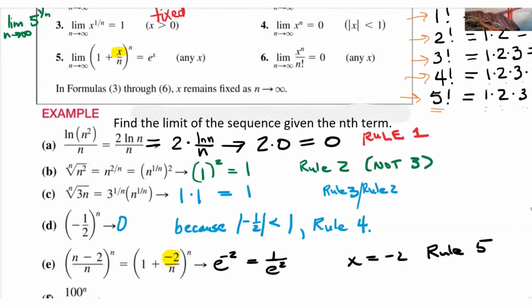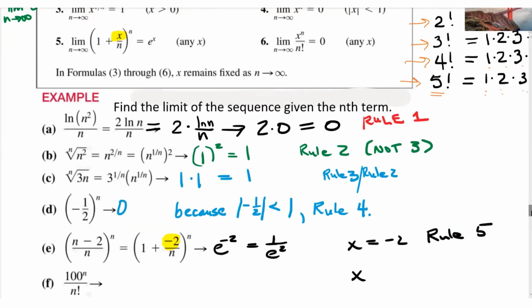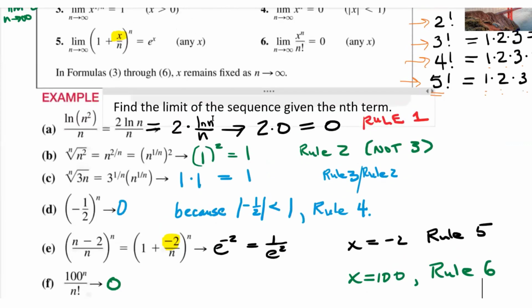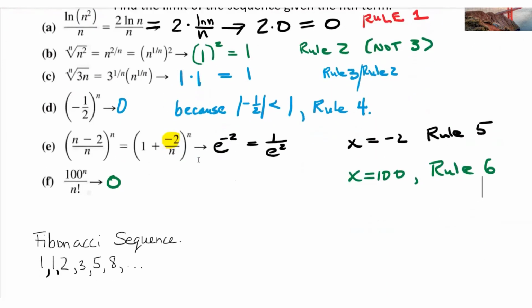Okay, and then this last one has to be rule 6. It's got a factorial in it. X in this case is what? 100, that's right. And this is going to approach 0 by rule 6. Okay, so those are several examples where you can just use these rules and get the limit.